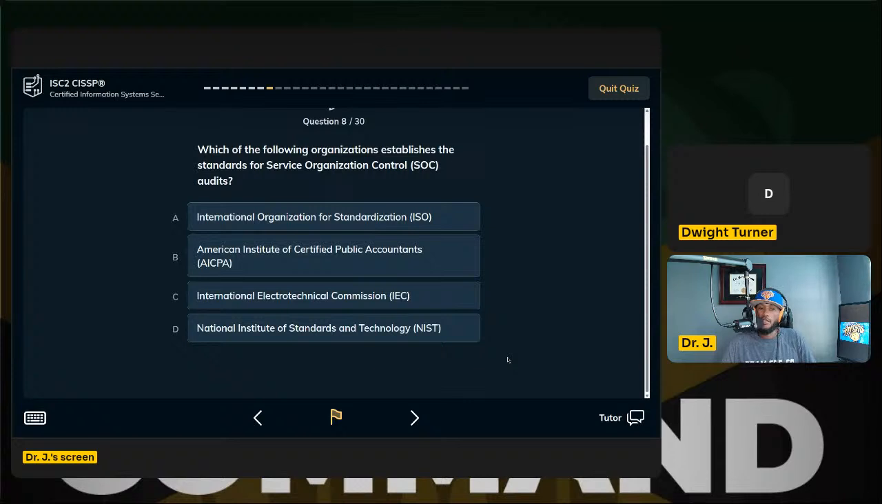All right, which of the following organizations establishes the standards for service organization control, or SOC, audits?